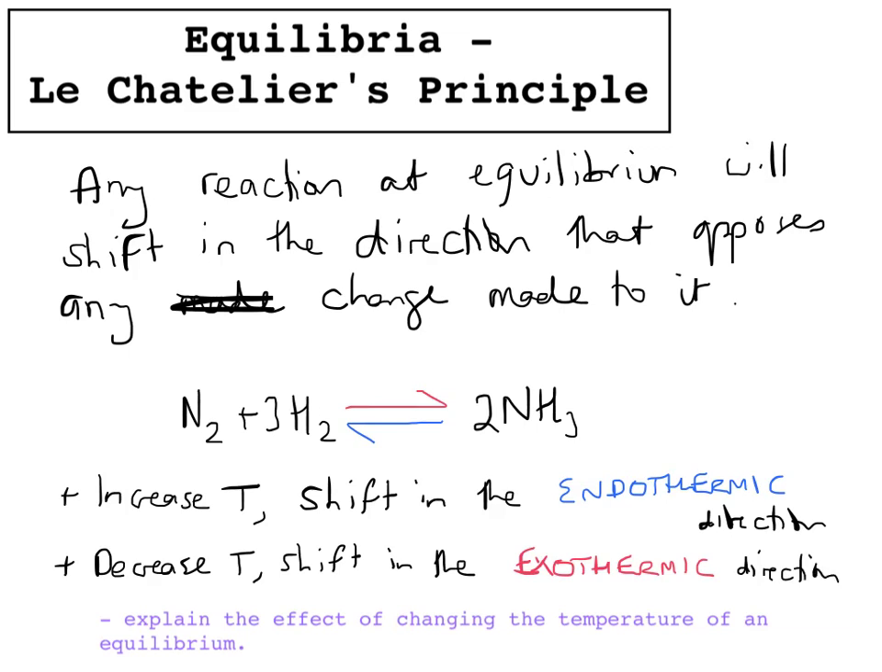So the temperature effect is quite straightforward. If we increase the temperature, it will shift to the side that will make it cooler again, which is the endothermic side, absorbing the heat. And if we decrease the temperature, it will shift in the exothermic direction to warm back up again, creating heat.